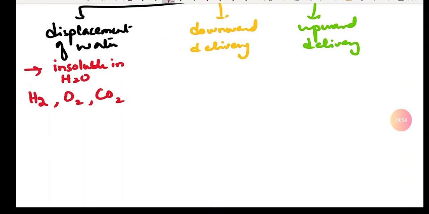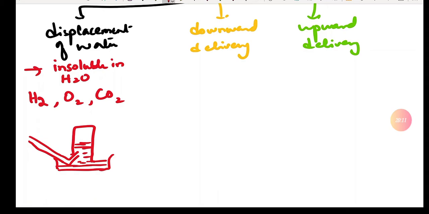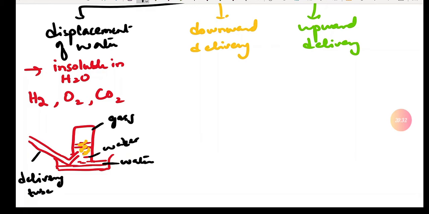Let's have a look at its apparatus setup. There is a delivery tube, and you have a water bath filled with water, and this is an inverted jar. It is also filled with water, and you can have this gas collected over here by displacement of water. Because the gases are insoluble, it doesn't make any difference. Delivery tube. This is the gas jar.